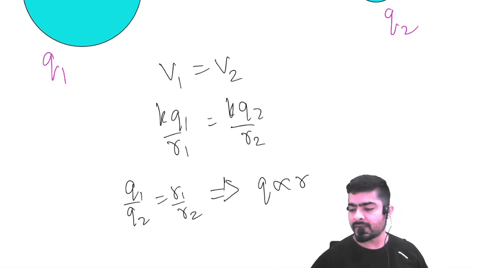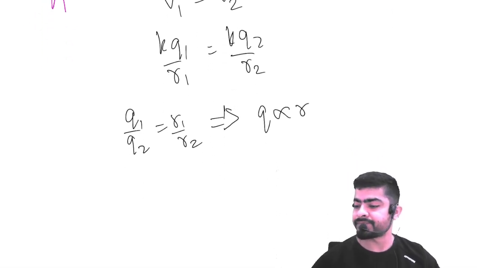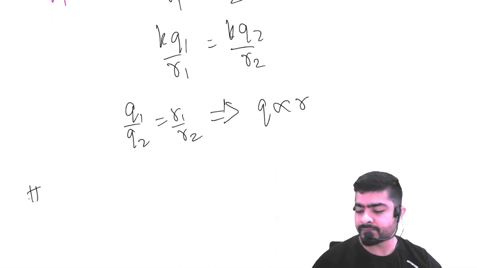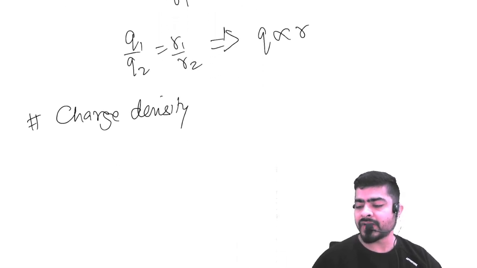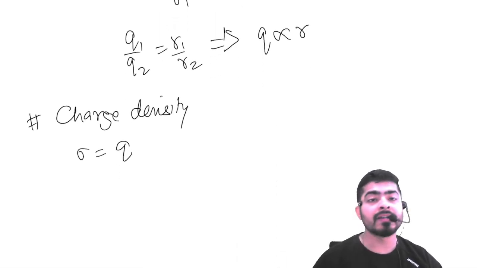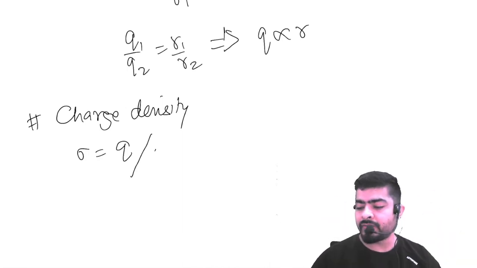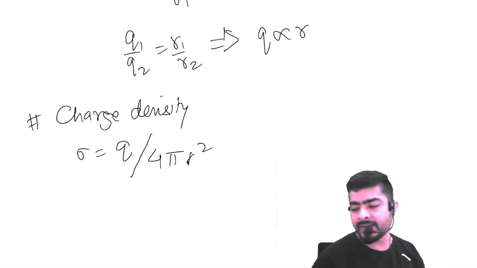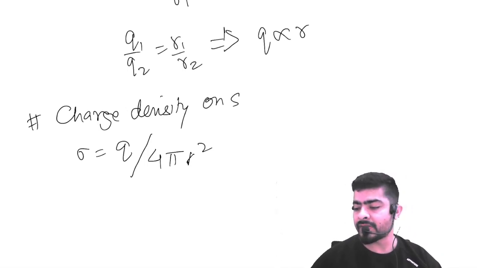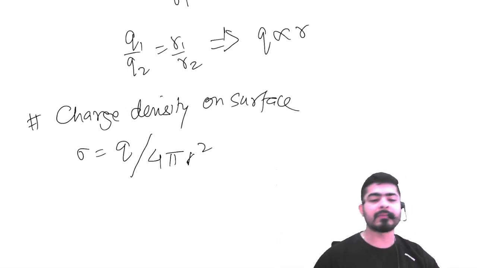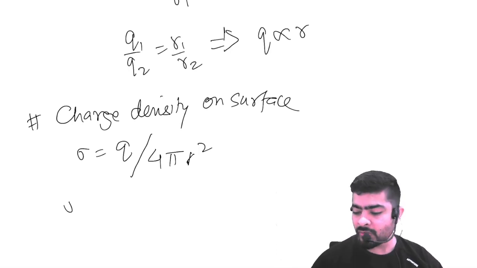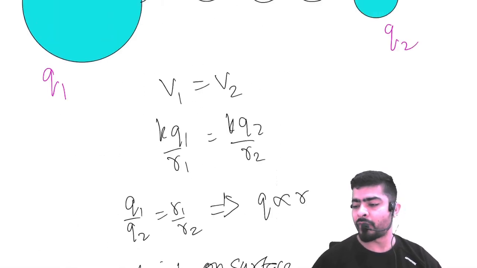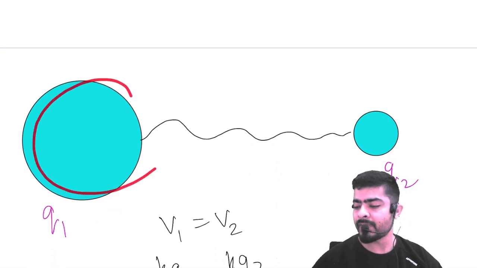Correct? Now let's look at something else. What about the charge density? So charge density sigma is what? Charge on the surface is q divided by surface area, which is 4 pi r square. Correct? Charge density on surface I should write down sigma equal to q by 4 pi r square. So sigma 1 by sigma 2 will be what? For these two spheres, what do we get?